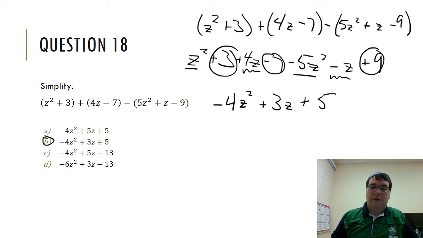I see that I have 4z and negative z. So it's going to be a plus 3z. And then I see that I have a 3, a negative 7, which is negative 4, and a 9. So positive 3, negative 7, we said was negative 4, plus 9, it's going to be plus 5. Ask yourself, do I have that answer choice? Yes, you do. Time to move on, people.